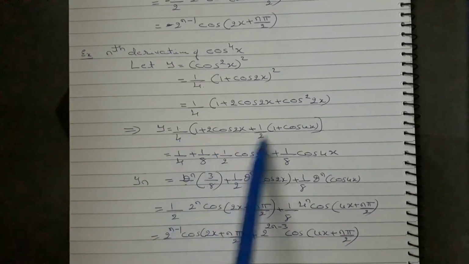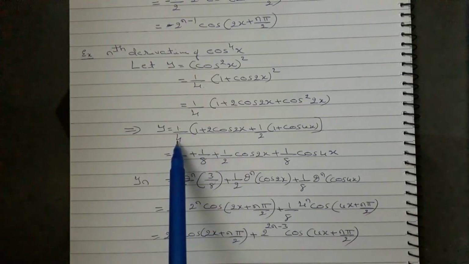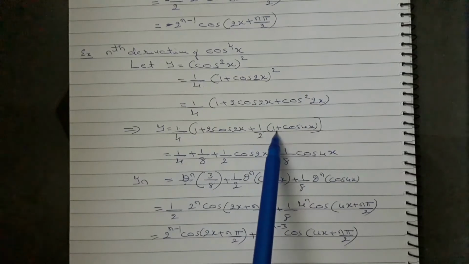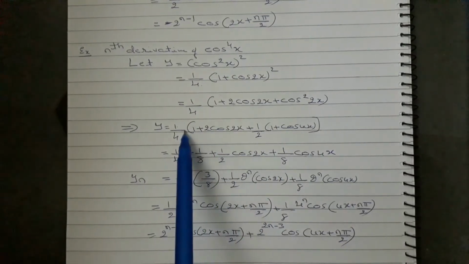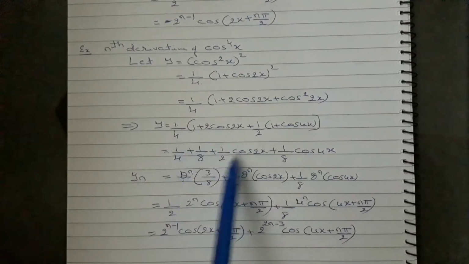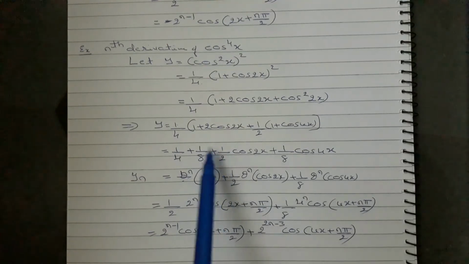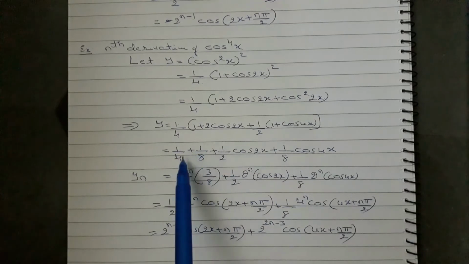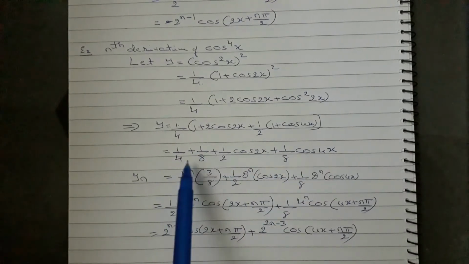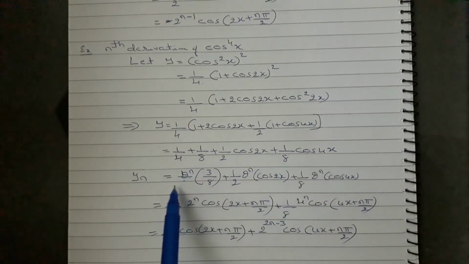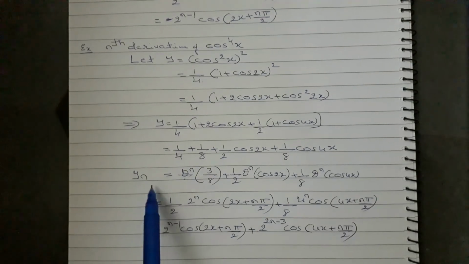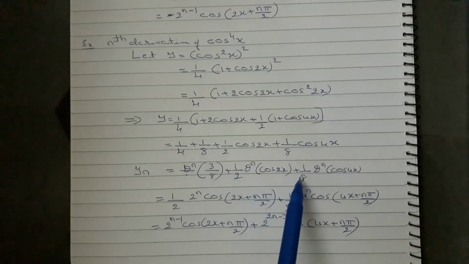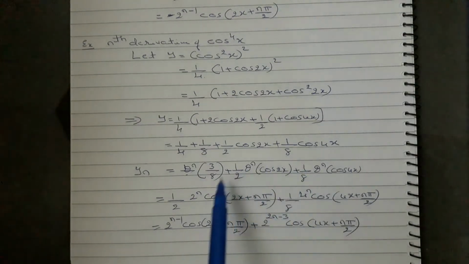So now we multiply this by 1 by 4. 1 by 4 into 2 means 1 by 2, plus 1 by 4 into 1 by 2 into 1, so that is 1 by 8. This is 1 by 2 into cos 2x. Next, 1 by 4 means 1 by 8 into cos 4x. So I get these terms, and for this we have to find the nth derivative. So the nth derivative yn equals the nth derivative of 3 by 8 plus dn of cos 2x plus 1 by 8 into dn of cos 4x.